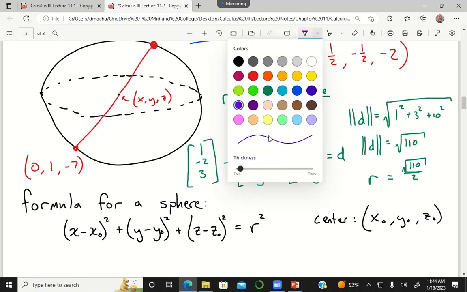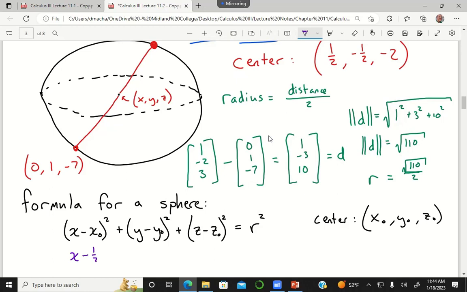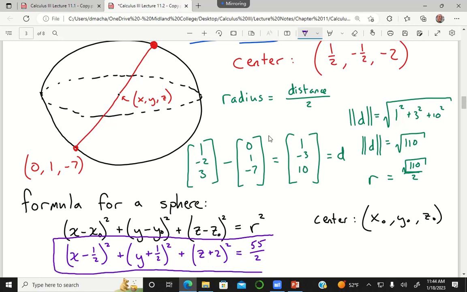Okay. So for us, our formula for this sphere is going to be x minus 1/2 squared plus y plus 1/2 squared plus z plus 2 squared equals 110 divided by 4. So like 55 over 2. And that would be the answer to this question. Can everybody see this? Did I write it large enough?